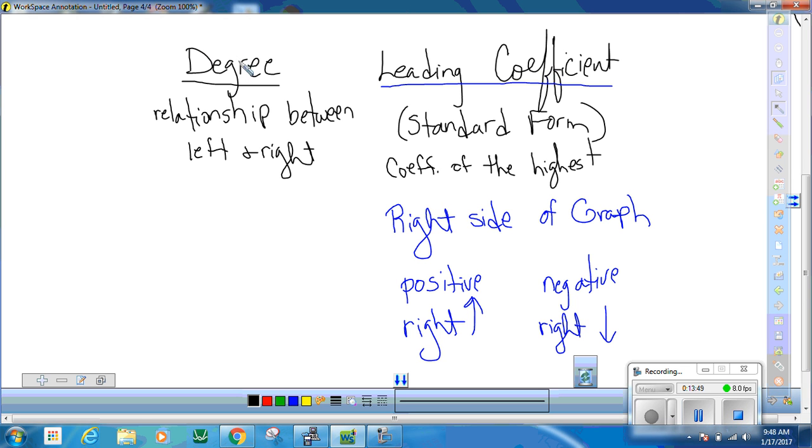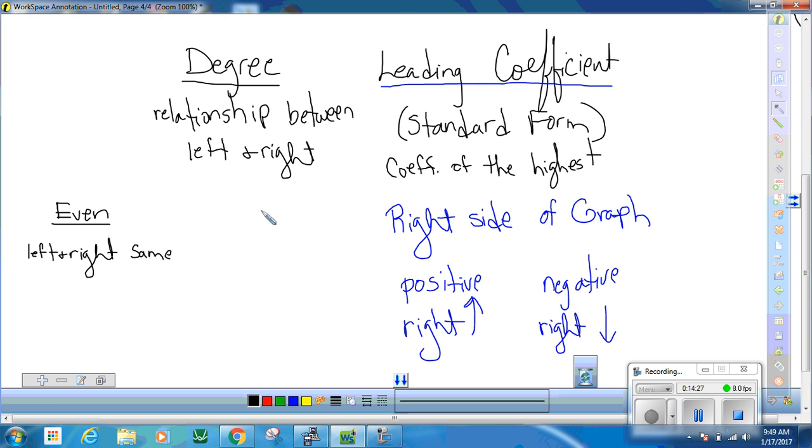Now if you remember, the degree was the highest exponent. It's what we classified the polynomial as. So if the degree happens to be even, 2, 4, 6, 8, 10, 12, okay? Then we know that the left and right are the same. Meaning that if the right side is going up, then the left side is also going up. If the right side is going down, then the left side is also going down. They go in the same direction.